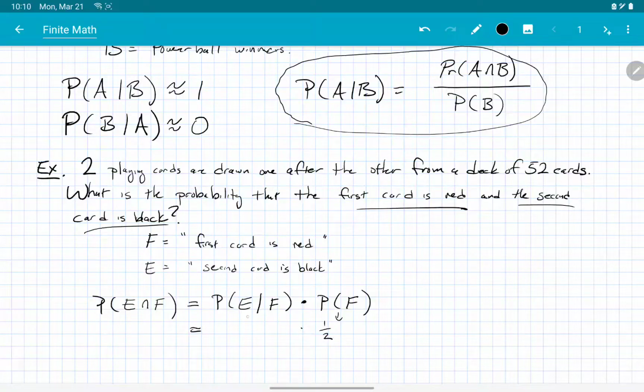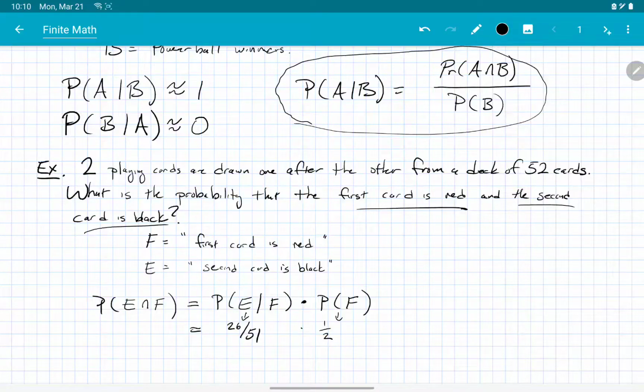Now, this one we usually think of as being complicated to compute, but in this case it's not that complicated because there are 26 black cards remaining and there are 51 cards total left. So this is 26 out of 51. If we condition on picking a red card first, the probability of a black card is 26 out of 51.